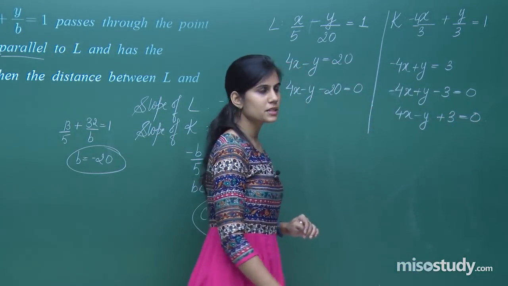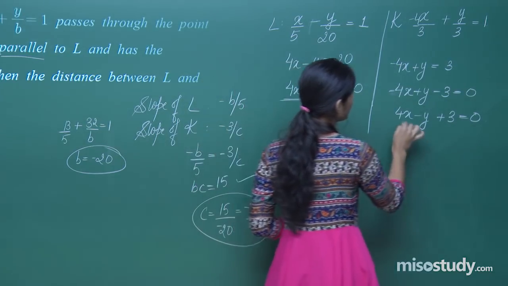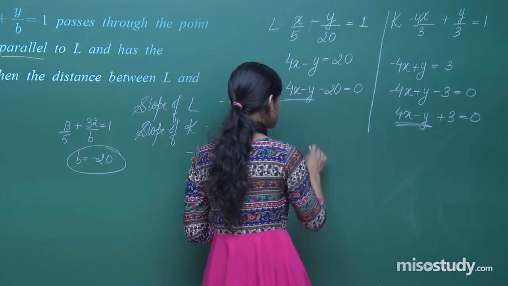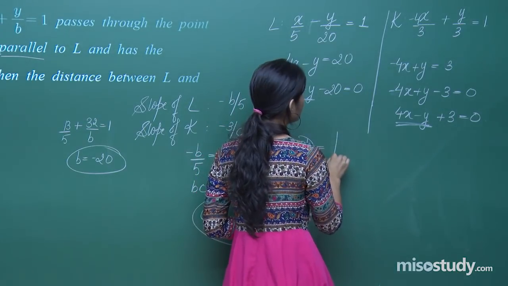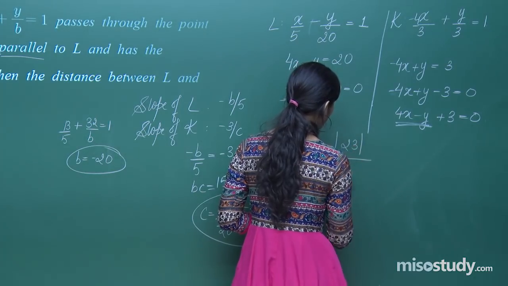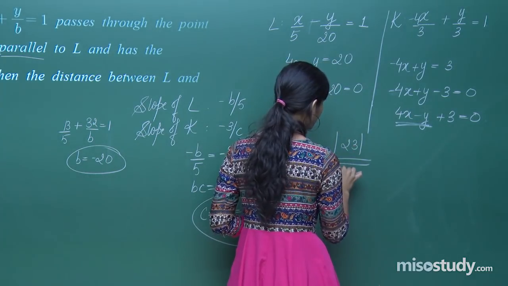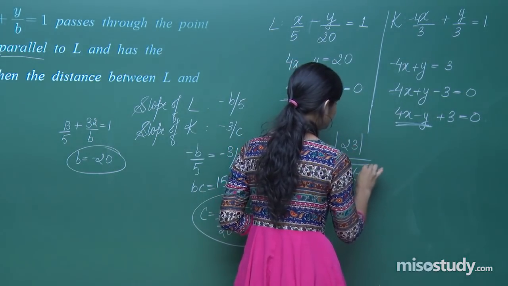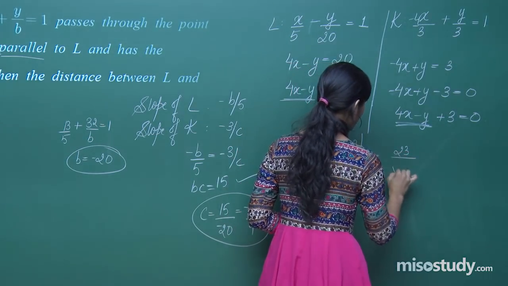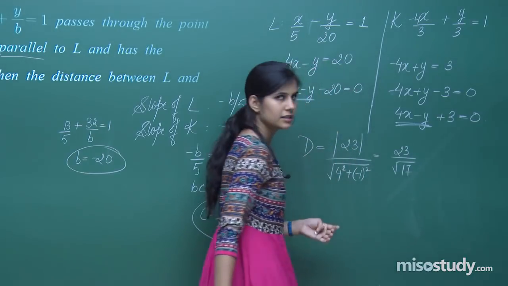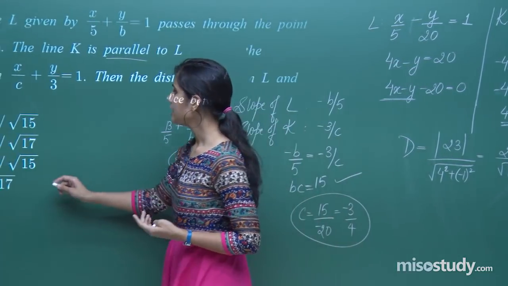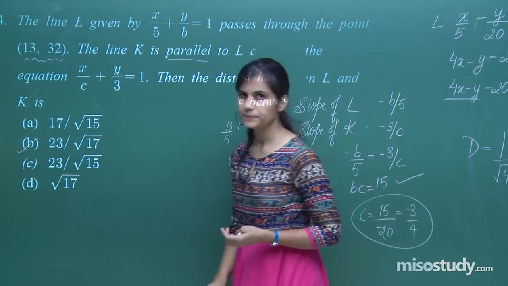If you can carefully observe these two lines, 4x minus y, their slopes are same, they are parallel lines. Distance between them is given by mod of minus 20 minus 3 upon under root of a square plus b square. This is what? Yeah, so this is 23 by root 70. We just use the concept of distance between two parallel lines to obtain this as the answer.